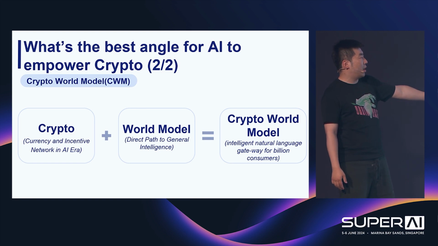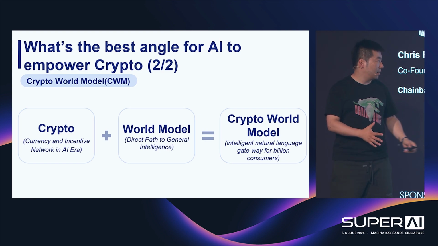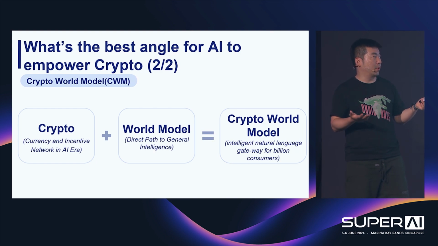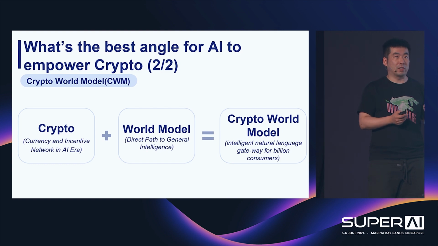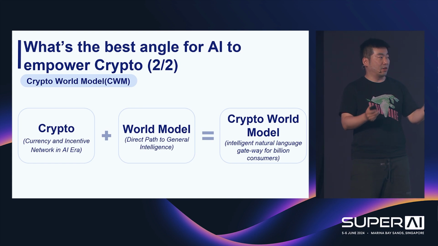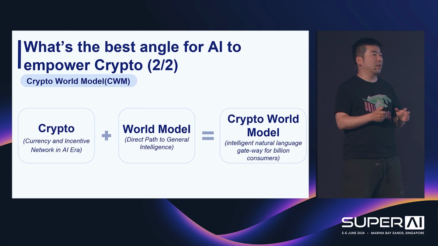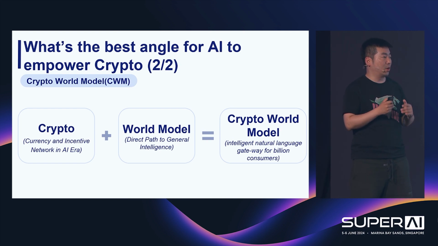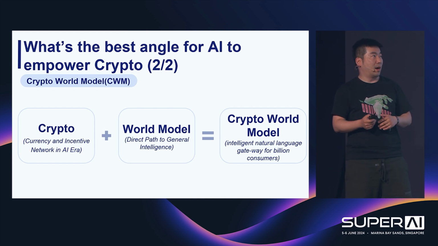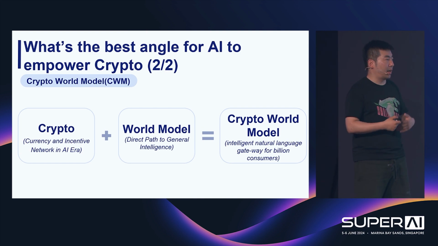What we are doing right now is combining crypto's incentive network with the world model to create the very first crypto world model. We leverage the natural language interaction capability of large language models and feed all the on-chain data into the model to create the very first crypto world GPT, which means this model can understand everything that happens on-chain. You can use natural language to interact with it, and it gives you feedback as your security team and also your trading team.